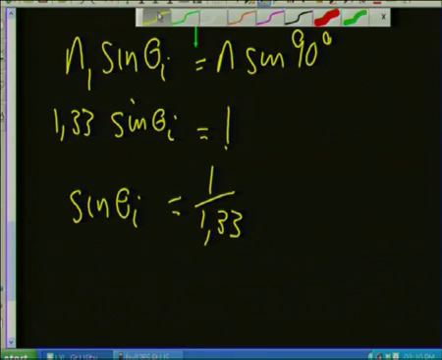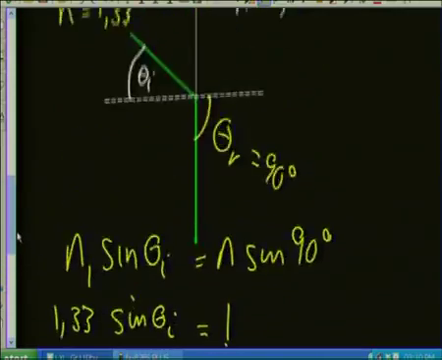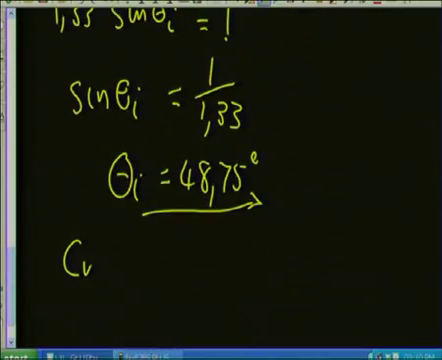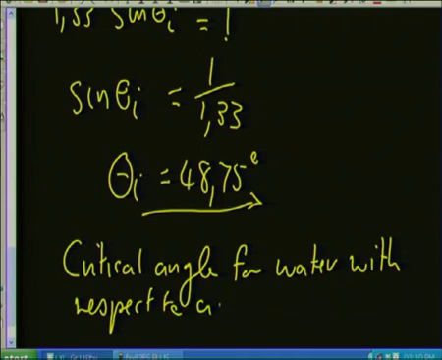48.75 degrees. Let me write that down. Theta i, 48.75 degrees. So, guys, remember what this means. This is the critical angle. The critical angle for water, when light is changing from water to air, the critical angle for water with respect to air is 48.75 degrees. What does that mean?